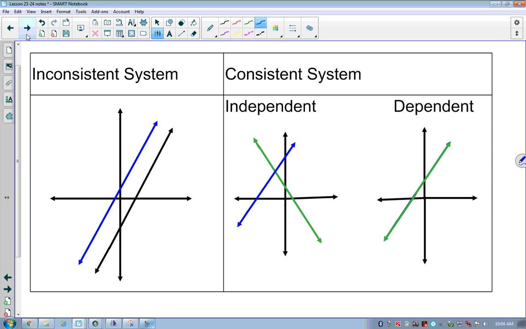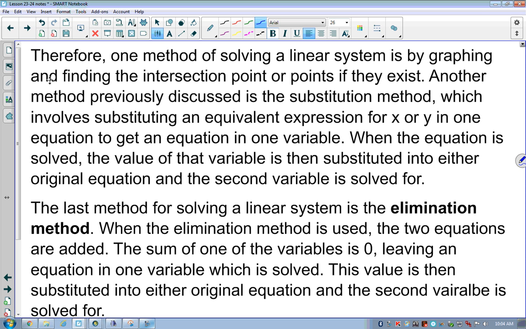Make sure there's nothing below it. All right, so now a whole bunch of reading. One method for solving a linear system is graphing and finding the intersection point or points if they do exist.